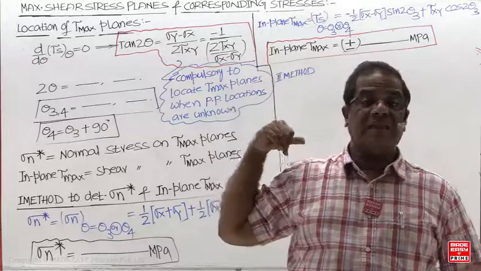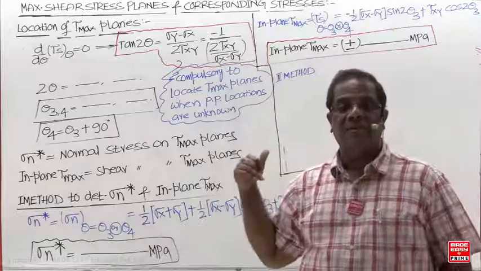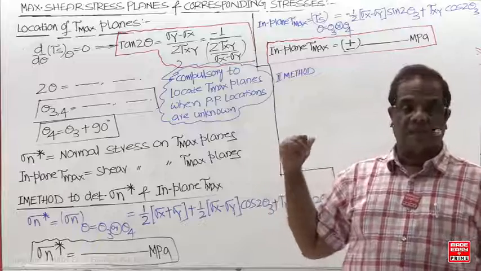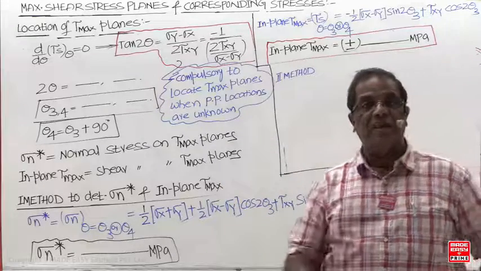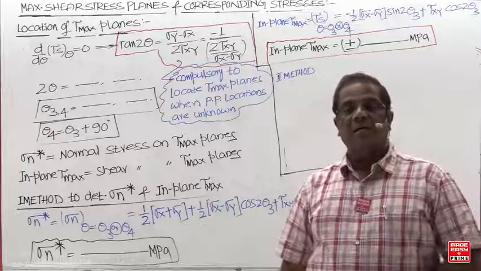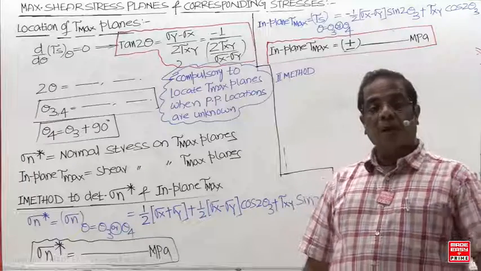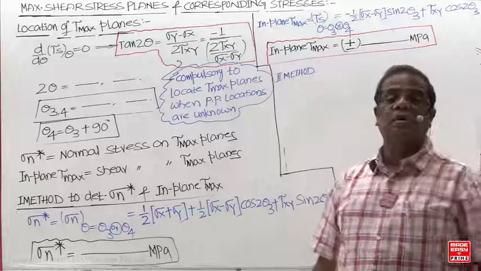So the second method equations I am writing are all obtained from the Mohr circle. When I explain the Mohr circle, I am going to prove these equations. For the time being, try to remember the equations; how we got them we will discuss in the Mohr circle.